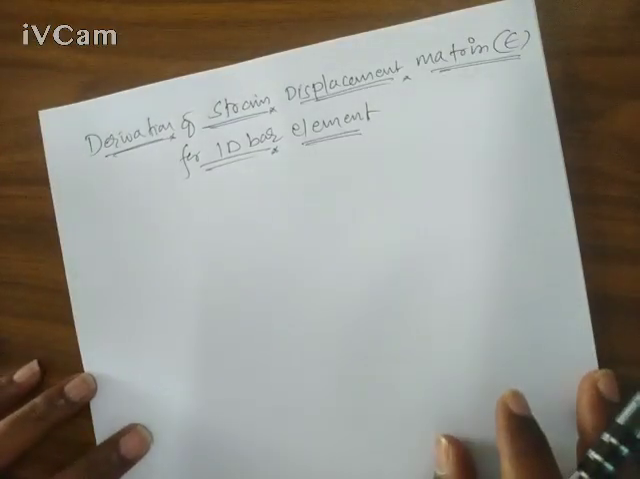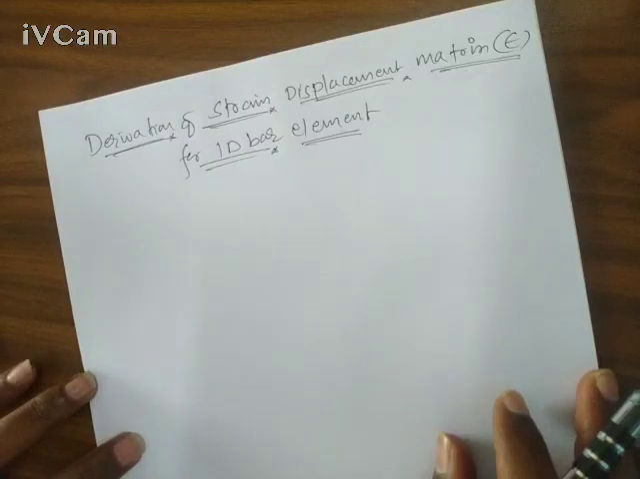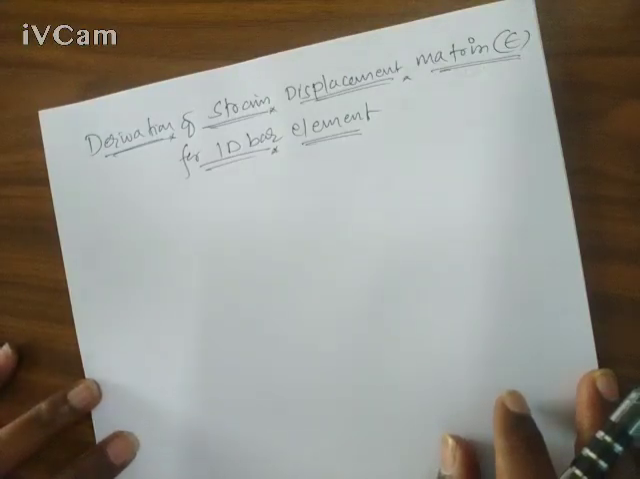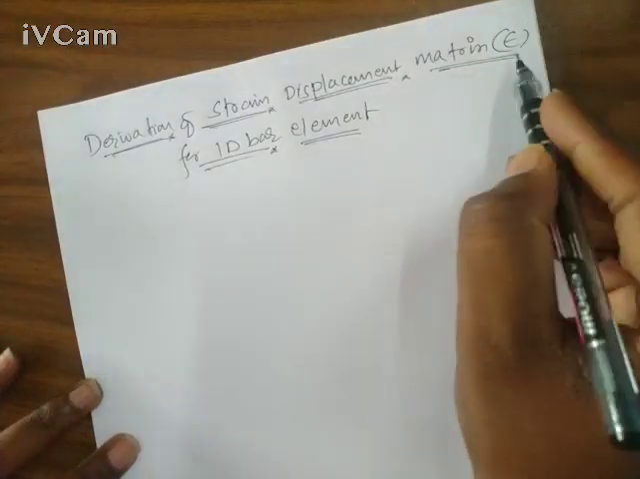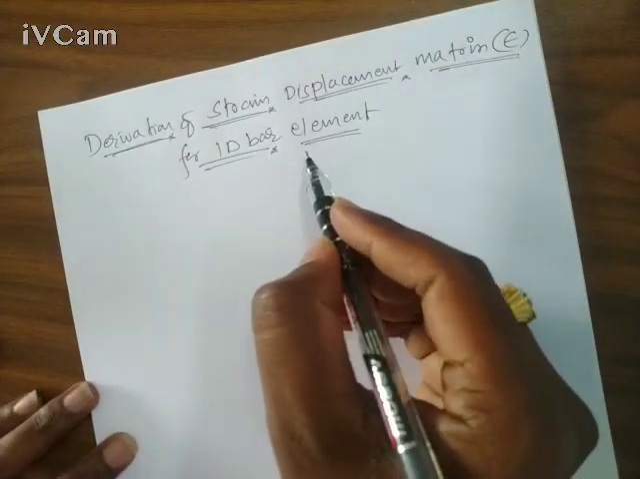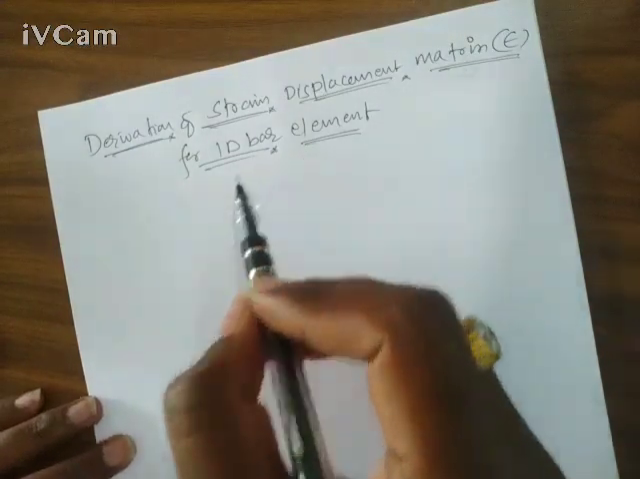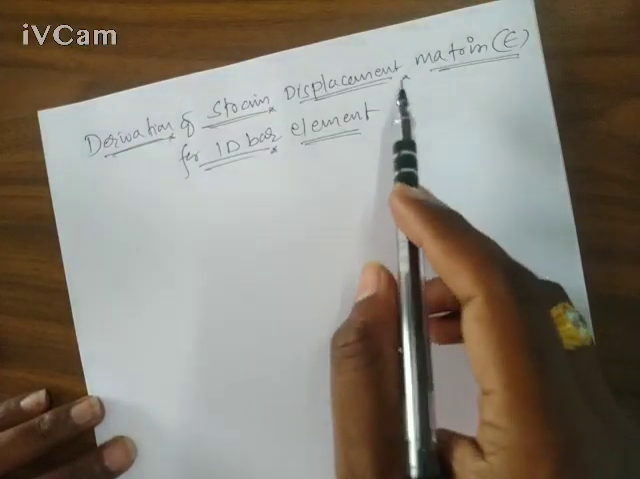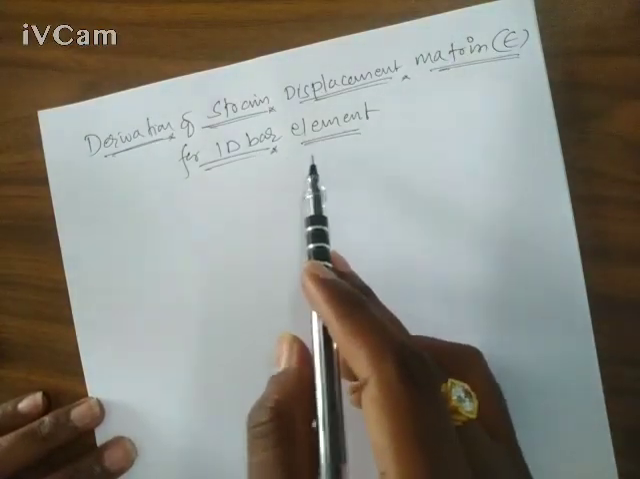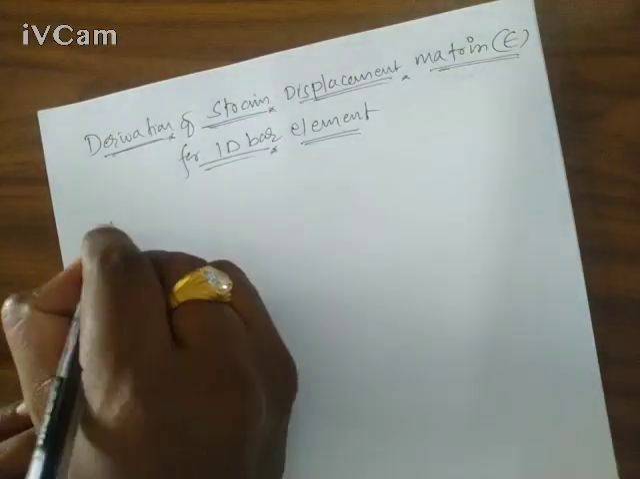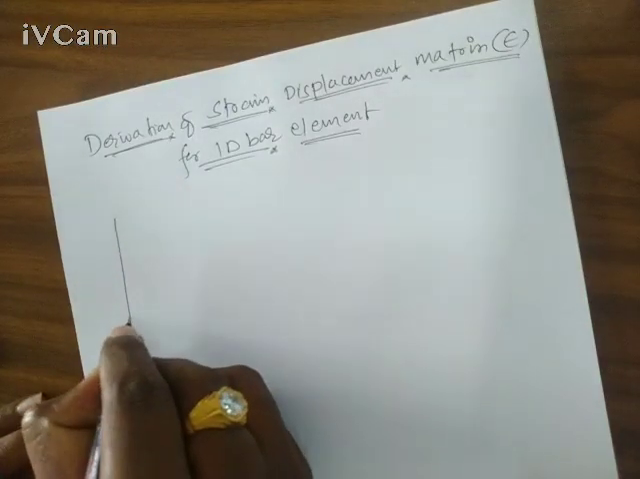So yes, dear friends, this is my lecture 5 in the finite element method course. Today I am going to tell you how to derive the strain displacement matrix for the 1D bar element. So first let me write down the sketch for this derivation.